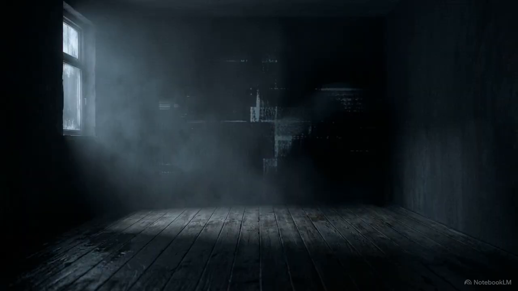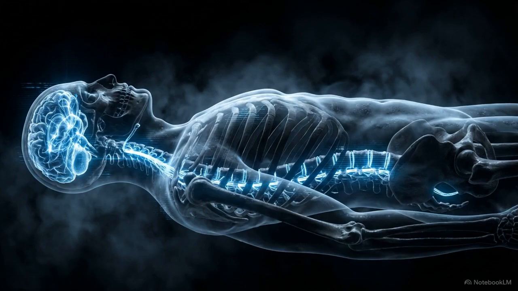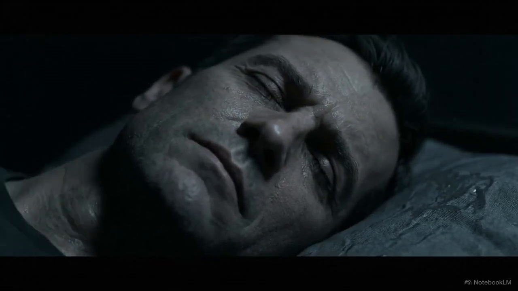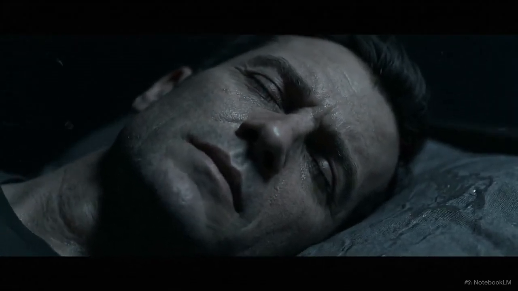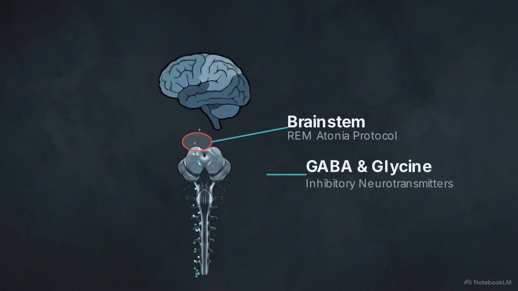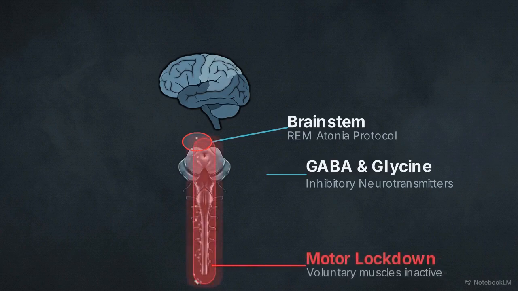To understand the monster in the corner of the room, we have to look under the hood and check the human hardware. When you enter REM sleep, your brain runs a safety protocol called REM atonia. It is designed to keep your body perfectly still so you don't physically act out your vivid dreams. This diagram shows exactly how that protocol works. The brainstem floods the spinal cord with inhibitory neurotransmitters, specifically GABA and glycine, which cut off signals to your voluntary muscles. The glitch occurs here.